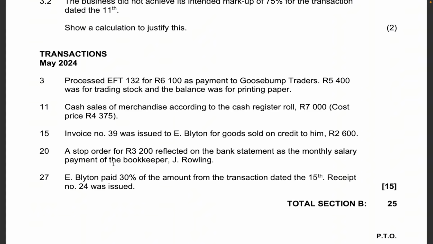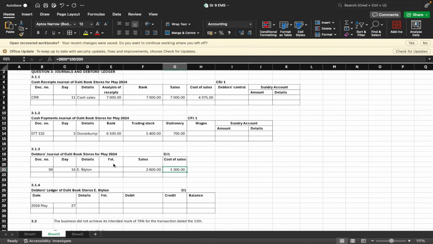Well, a stop order is an instruction given to the bank to make a payment to a third party. Okay, so in this case here, we are making a payment to the bookkeeper J. Rowling. Now, I want you to guess which journal this one goes to, because it should be very easy based on how we defined each of the journals or how we said what transactions go into which journals. Well, I hope you guessed cash payments journal, because that's where it goes. We made a payment out. Okay, so that's very important, understanding what goes into each journal, which makes your life quite easy.